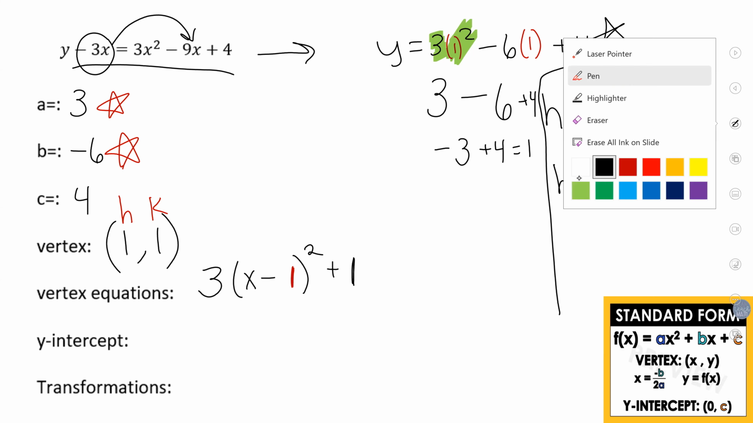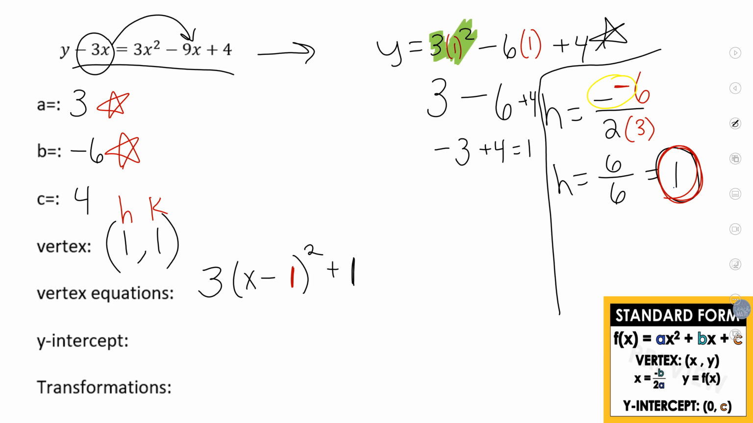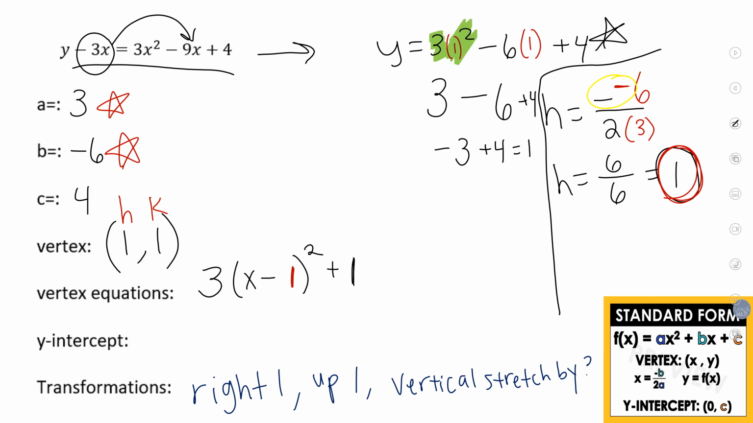Let's talk about the transformations. It went right 1, and it went up 1. What does this 3 in the very front do? Yes, it's a vertical stretch. Why is it a stretch? Yes, because it's bigger than 1. So it's a vertical stretch by 3. So those are my different transformations.